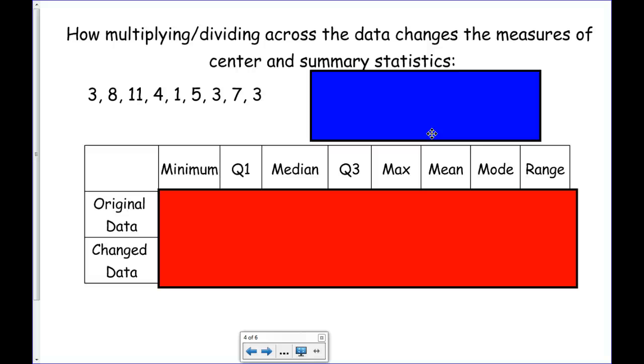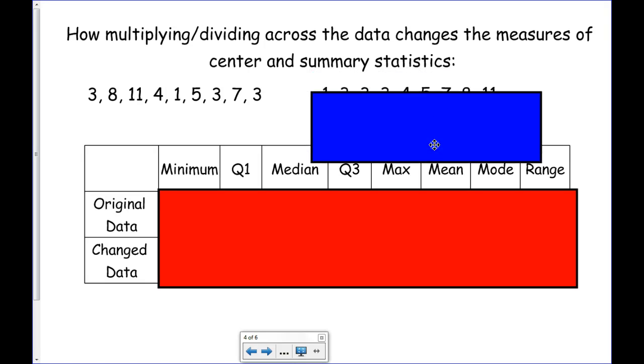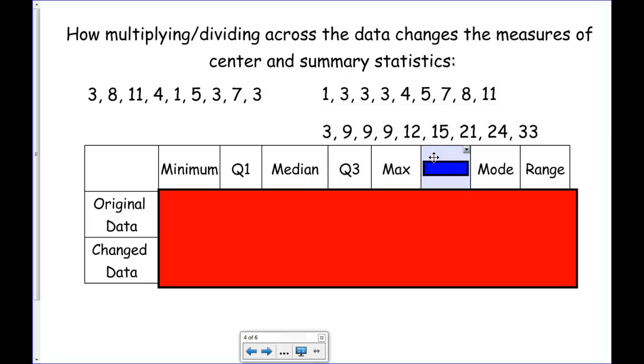If you put the data in order from smallest to largest, you should have gotten this. And then if you multiplied each one by 3, this is what you should have had. Now what I want you to do is to make a chart like the one below here and fill it in. Find the minimum, which is the smallest number, quartile 1, the median, the middle number, the maximum, the largest number, the mean, the mode, and the range.